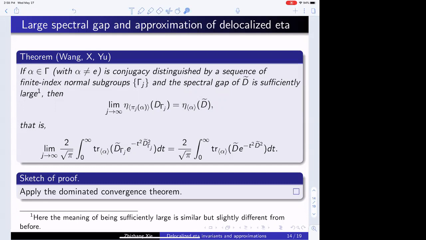Yeah, for example, okay, so of course, I think I forgot to say this. Of course, a natural context for this sort of question is when gamma is residually finite, right? Because you want to have enough finite index normal subgroups. That's probably a natural setting where you want to work.